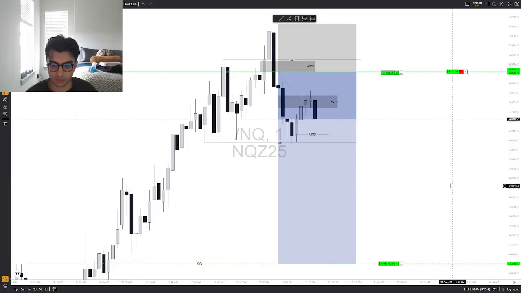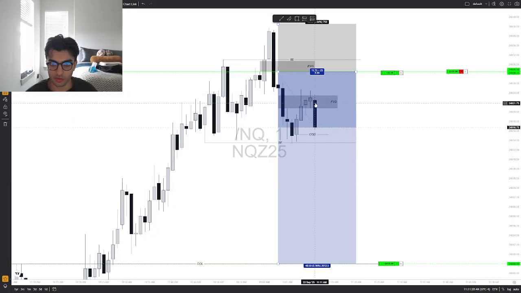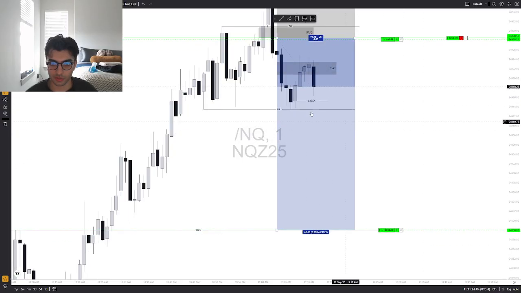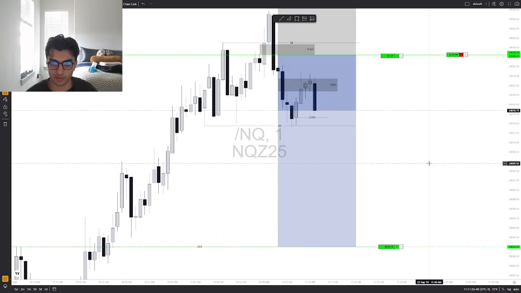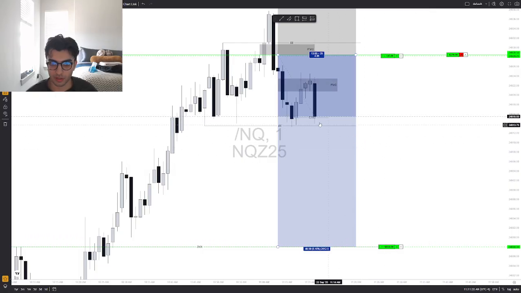So if we are going bearish here, we did accumulate orders here, filled them, need the CISD, and we should get that continuation to go back down. So looking for that CISD, price needs to close below this candle.